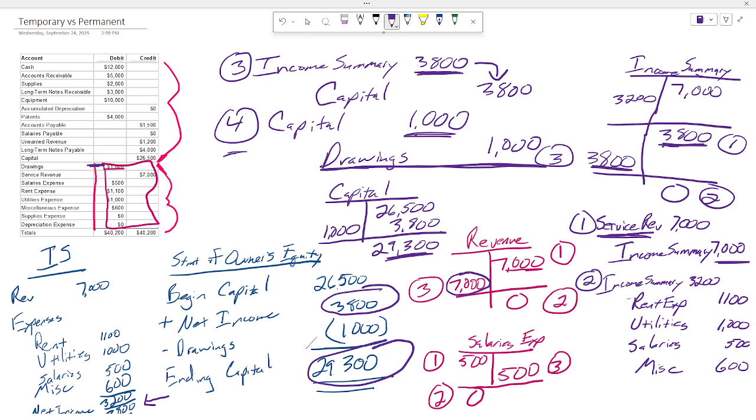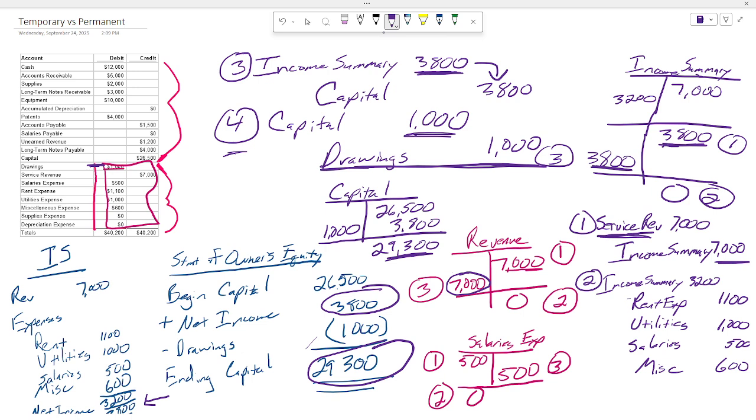The second goal is to update the capital account. We put the net income into the capital account and we take the drawings out of the capital account, so that the ending balance in the capital account matches what's on the statement of owner's equity and the balance sheet.